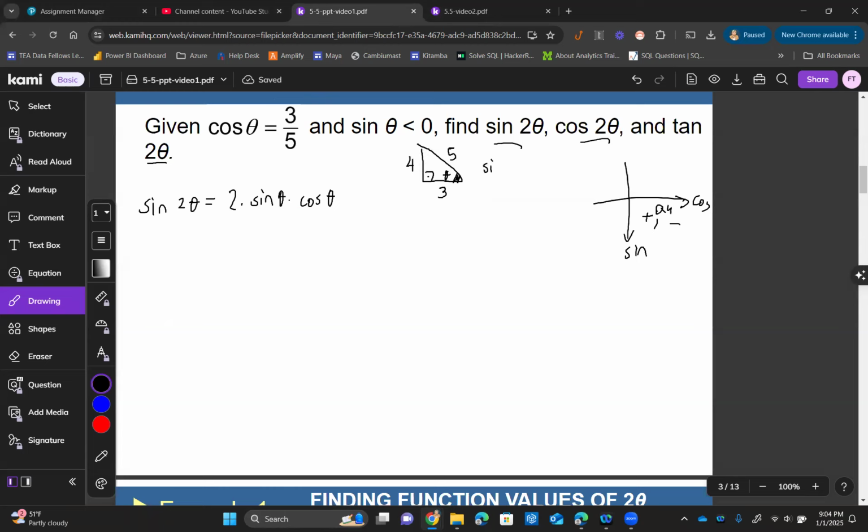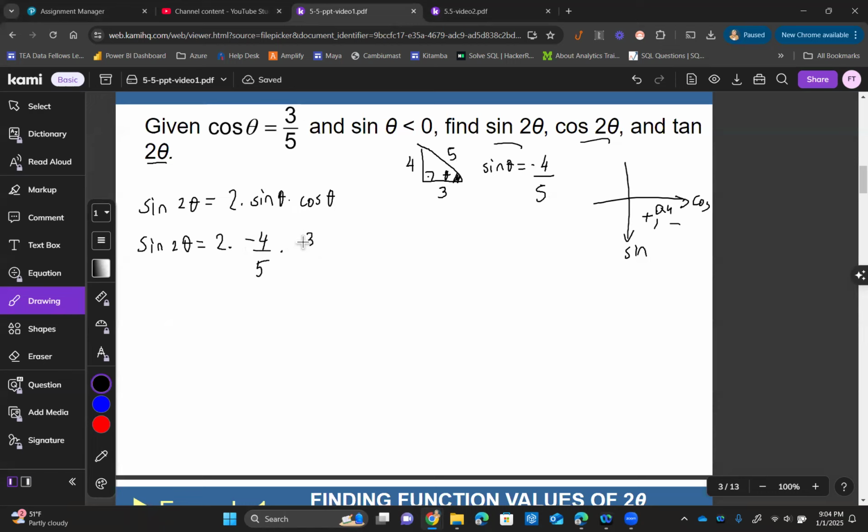So sine of theta, I can calculate it using the right triangle. It's opposite over hypotenuse. So opposite side is 4, hypotenuse is 5. But we're dealing with a quadrant 4 angle, so the sine value must be negative. So for sine of 2 theta now, I need to multiply 2 by sine of theta, which we just found out as negative 4 over 5.